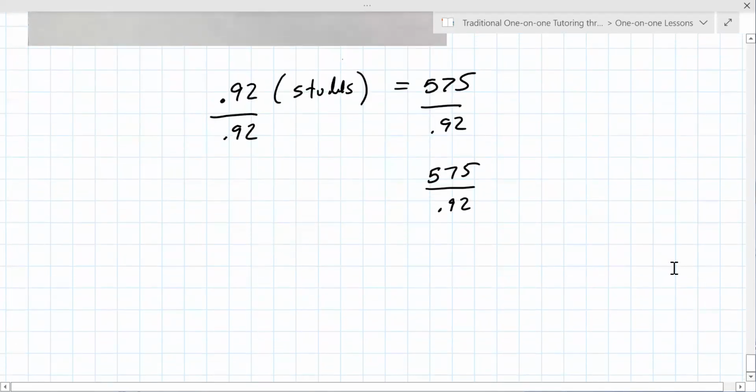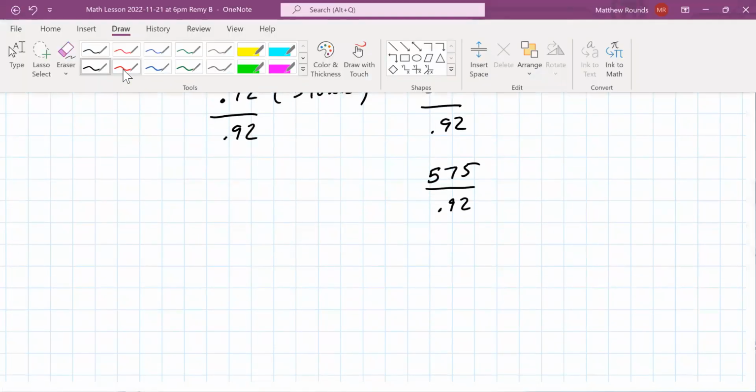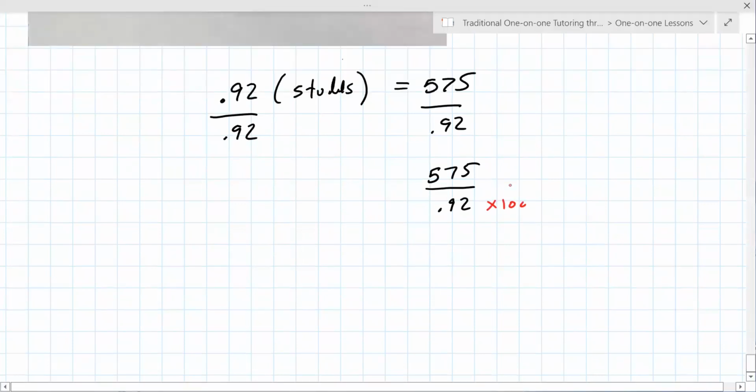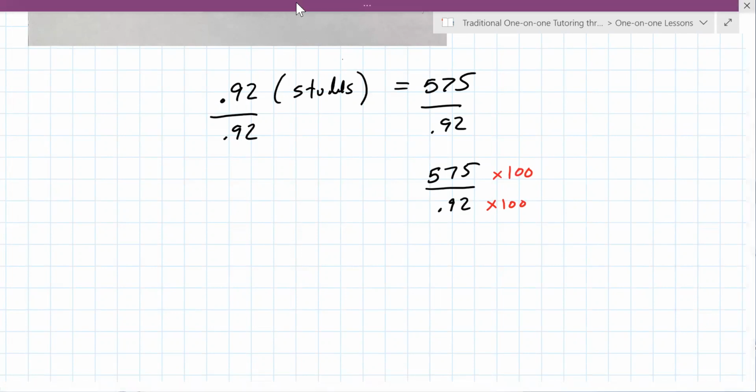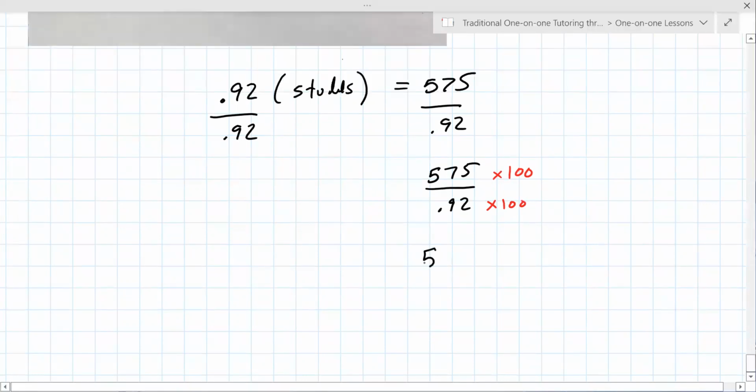Okay, so now we're going to multiply the top and bottom by 100. So that gives you, on top, 57,500 divided by 92. And so you have to do that on your own.